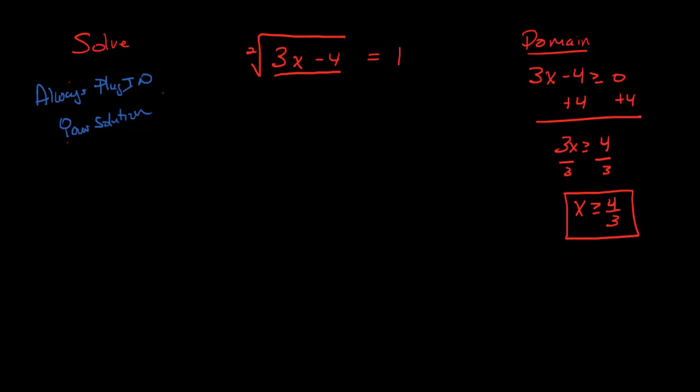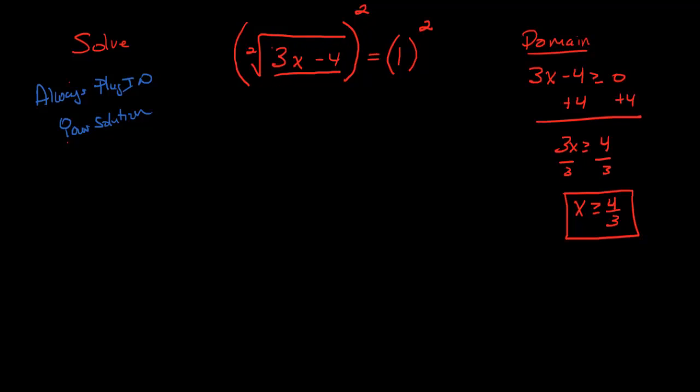So let's think about this. If I want to eliminate that square root, what is the opposite of the square root? And the opposite of that square root is to, in fact, square. So if I square one side, I am also going to have to square the other. So the opposite of the square root is to square.